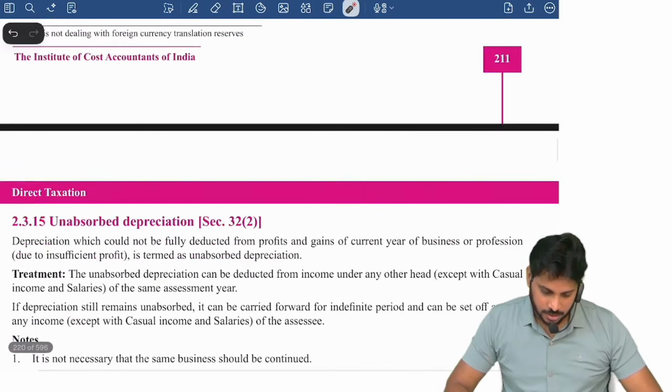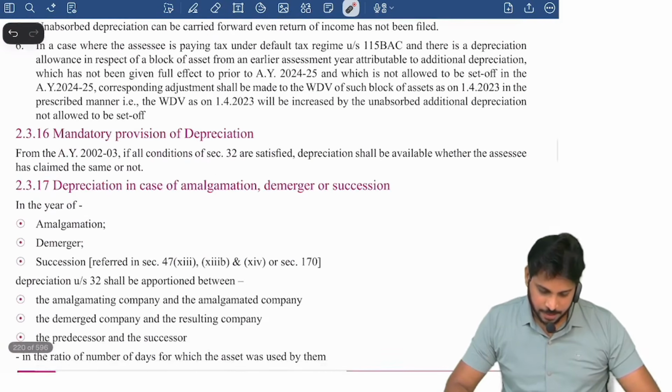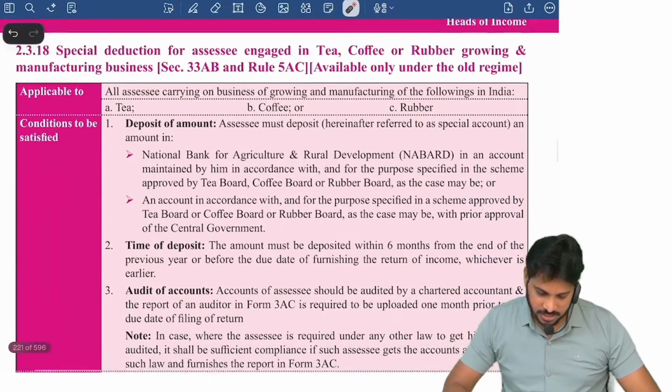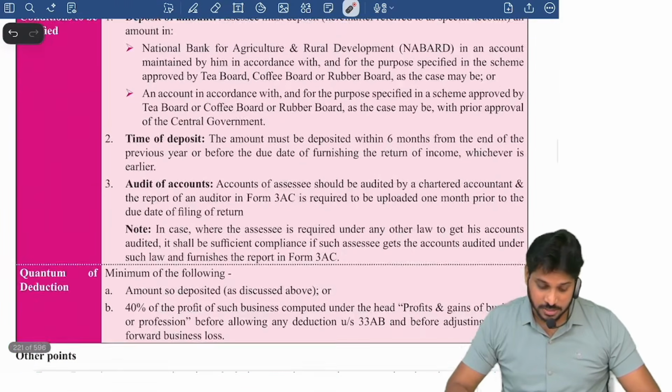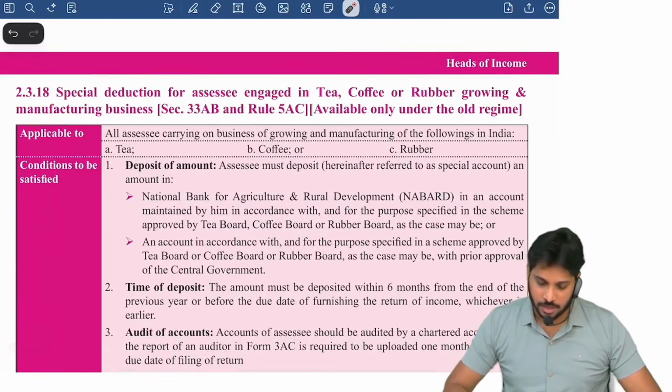With this, depreciation is completely done. Then we have something called unabsorbed depreciation that is relevant here. We will be discussing unabsorbed depreciation in set off and carry forward chapter. Are you clear? That's it.